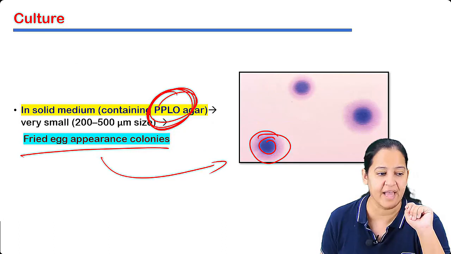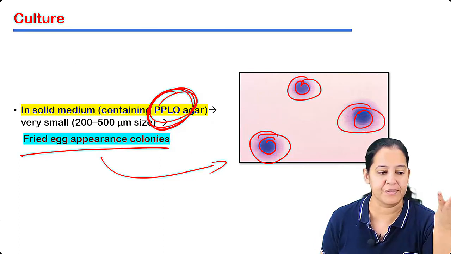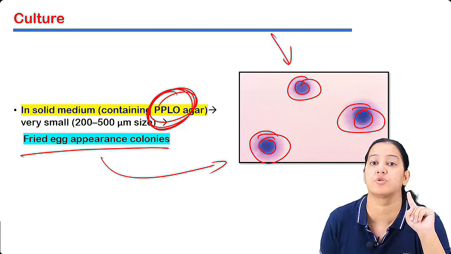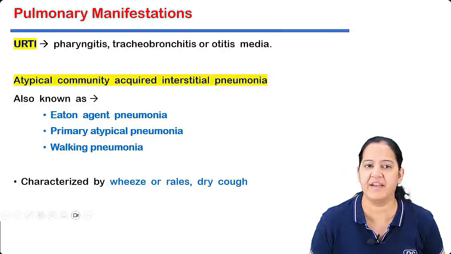Have you seen an egg? How does an egg look? So this is the egg. It is looking like a fried egg appearance. Please learn, it is an image-based question also. Mycoplasma. The selective media is PPLO. It's a fried egg appearance.